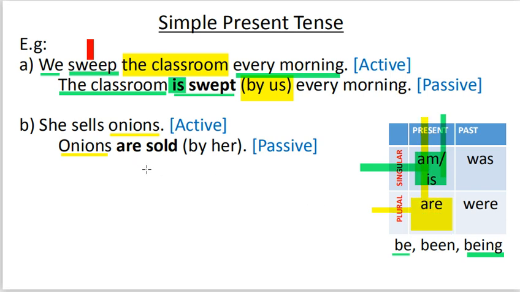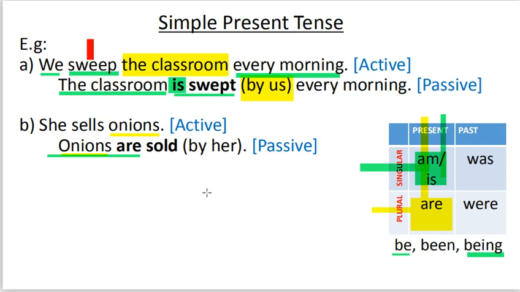You can see that the verb be that we use in the passive sentence is determined by the subject of the passive sentence. That is, the object of the active sentence now becomes the subject of the passive sentence, and it is this new subject that determines the verb. If this new subject is singular, the verb is going to be singular, as in example A. And if it is plural, the verb is going to be plural, as in example B. Onions are sold by her.